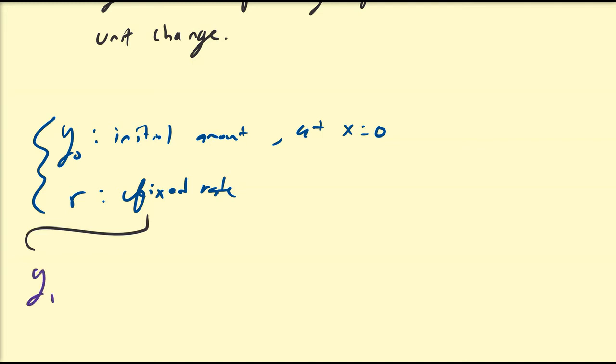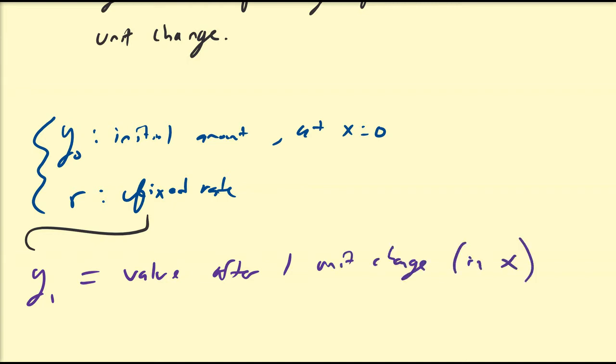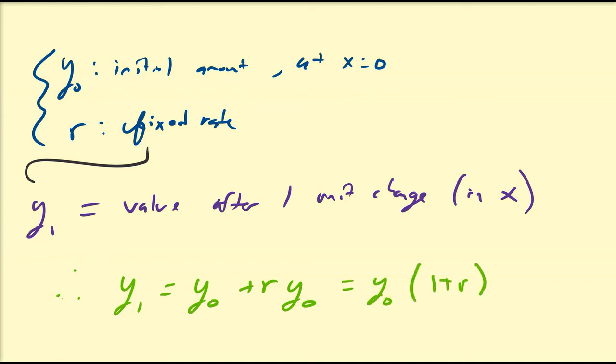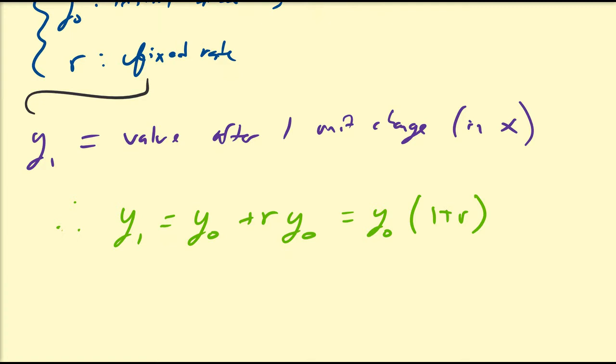So we're going to be denoting y1 to be equal to the value of the exponential function after one unit change in the independent variable x. So if that is the case and y represents an exponential relation, then that is going to imply that y1 is going to be equal to the initial amount plus some fixed percentage of that initial amount. So if we factor out y0 out of this expression, we're going to have y0 multiplied by 1 plus r. So that's going to be y1.